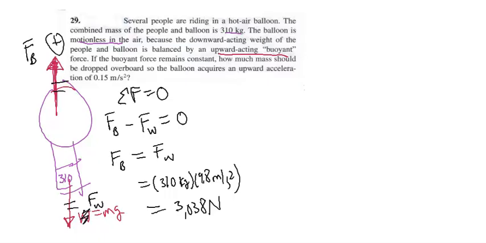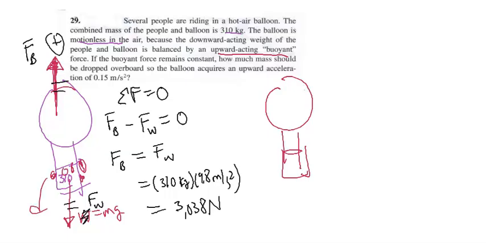Okay. And then in part 2, I don't know if you've seen in some of the movies, they have these sandbags hanging off the end of the hot air balloon, and they throw them overboard. So we're going to drop some certain amount of mass overboard so that the balloon starts to accelerate upward at 0.15 meters per second squared.